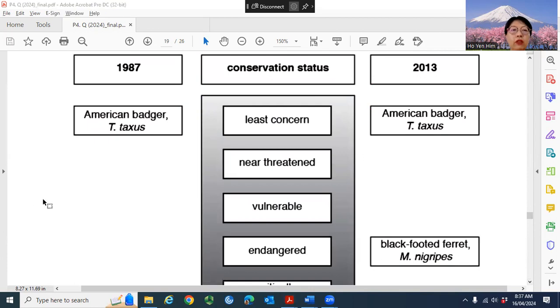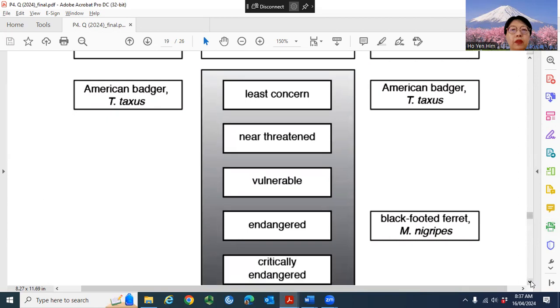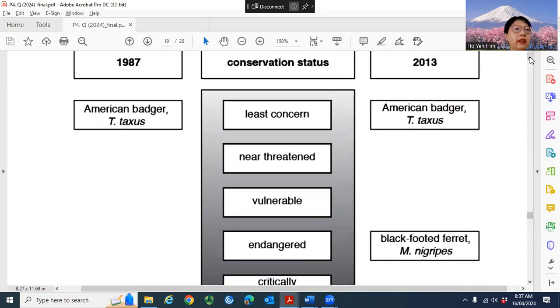So the black-footed ferret was extinct, I think extinct in the wild, in 1987. In 1987, we cannot find the black-footed ferret in the wild. After the conservation, in 2013, now in the wild we can find them, but they're still endangered. Last time they were not in the wild. Only in captivity means we keep them in the zoo. So captive we can find, so that means extinct in the wild.